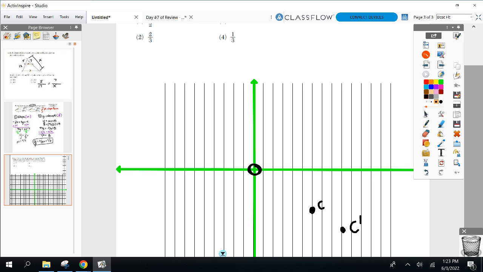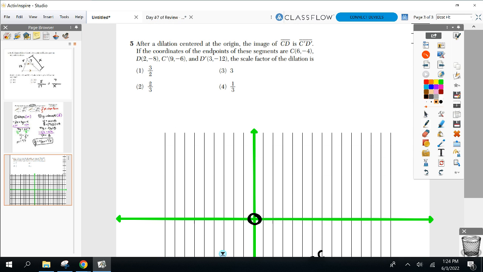All right, here's the deal. I don't need to do D and D prime because whatever the scale factor is for C and C prime, it's going to be the same for D and D prime. And I'm doing it through the origin. So here's C. I dilated it by a certain number, which is what they're asking me to find. Here's C prime. Question number one, getting further or closer to the origin? Further. Everyone understand why I'm eliminating those two?